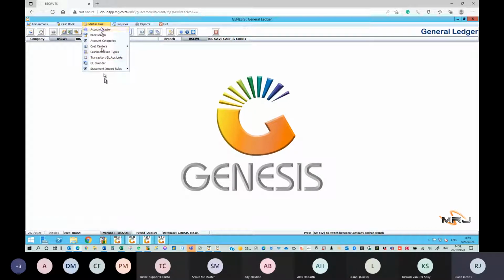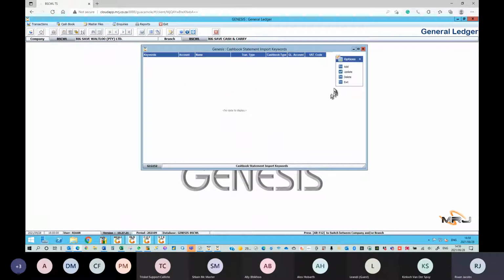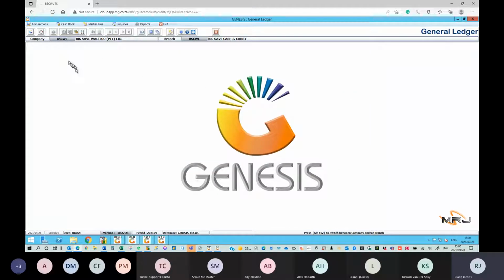Okay, so that's basically the setup side. The bank statement side has the rules and stuff that need to be configured for each type of bank account. You've got what columns, what fields, whatever file you do. We currently do not do an online integrated bank statement. We only do a CSV import.